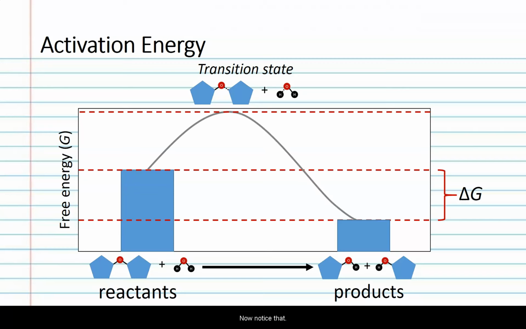Okay. Now, notice that even though the transition state is higher, right, and we have to put some energy in, that energy is released back once we get past the transition state. So the activation energy, which is the amount of energy necessary to get to the transition state, does not affect delta G. Activation energy affects the rate of a reaction. It is what determines how quickly a reaction can proceed.